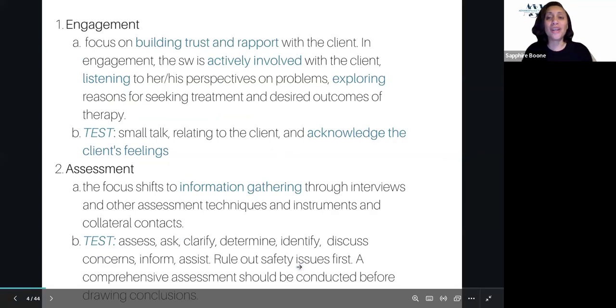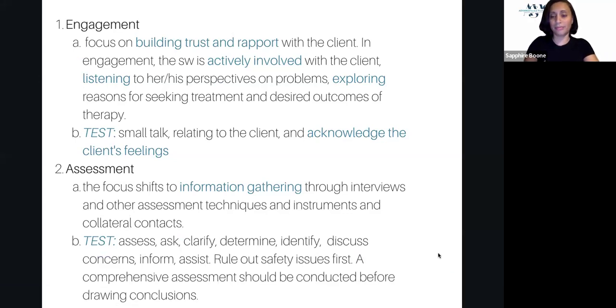Okay, so we're going to go over what you can call EPIE TOMORROW. That's going to be engagement, assessment, treatment planning, intervention, and evaluation. And then the T is termination. The tomorrow is termination. So that's just a little acronym to help you remember the stages. I'm going to just list them really quickly.